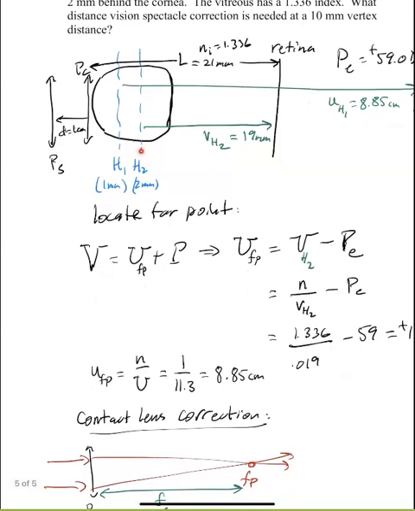It's a little bit more complicated just because many of our distances that we calculate from our v equals u plus p are actually from the principal plane, so we have to take that into account.